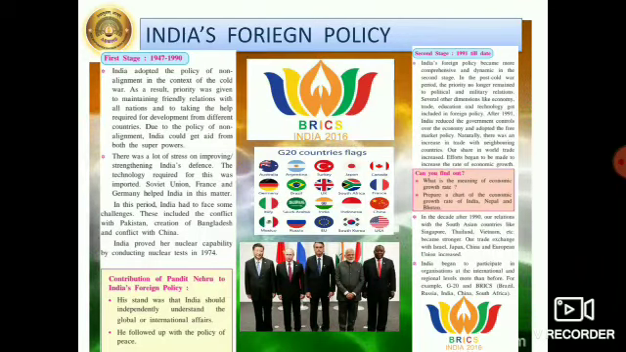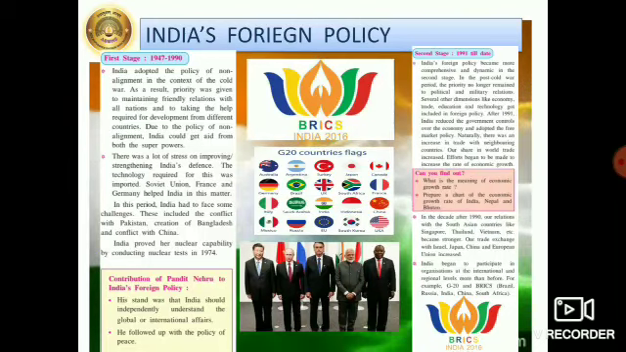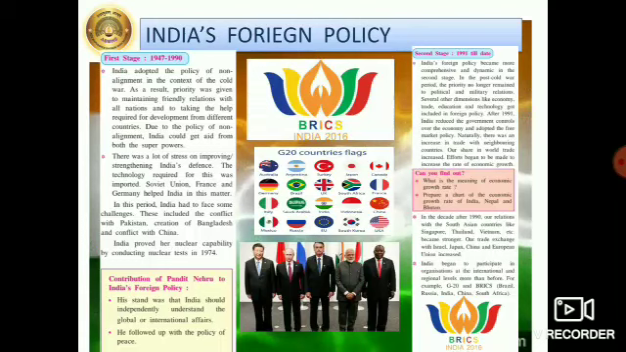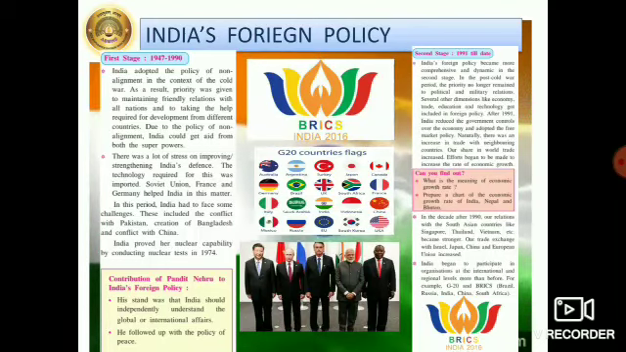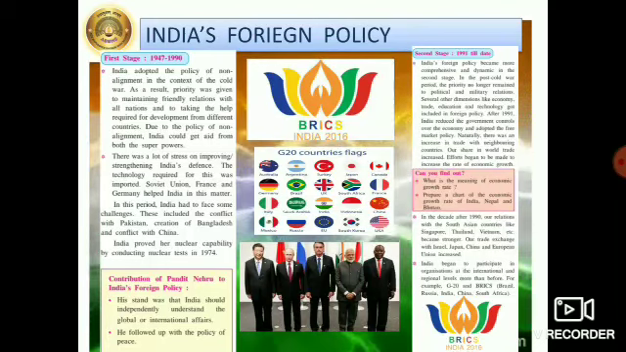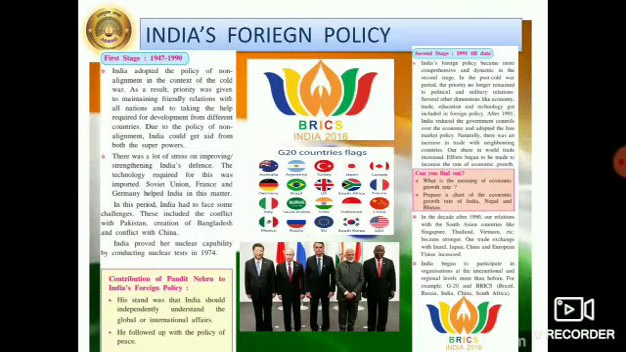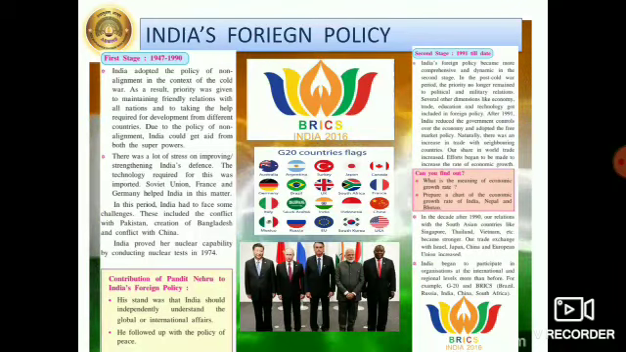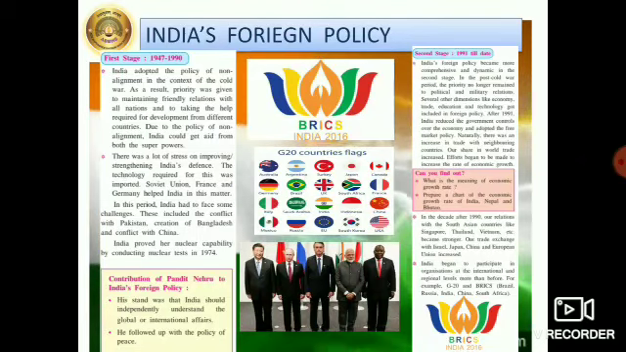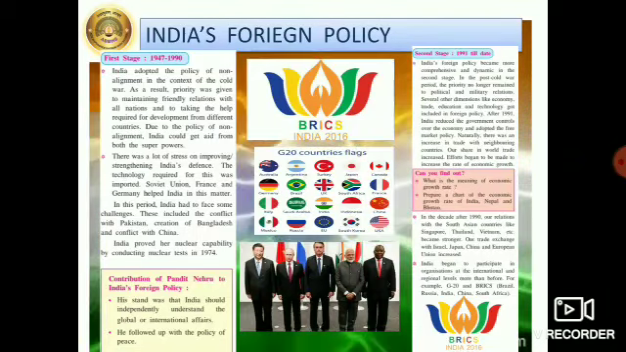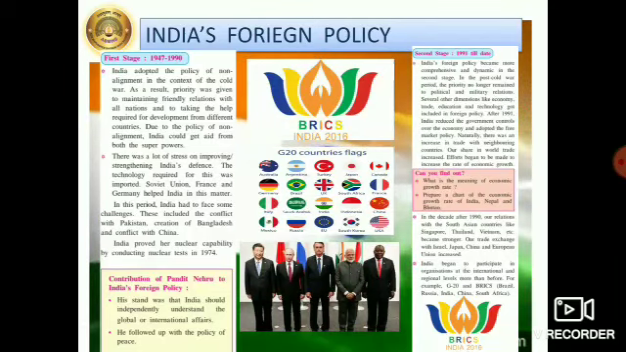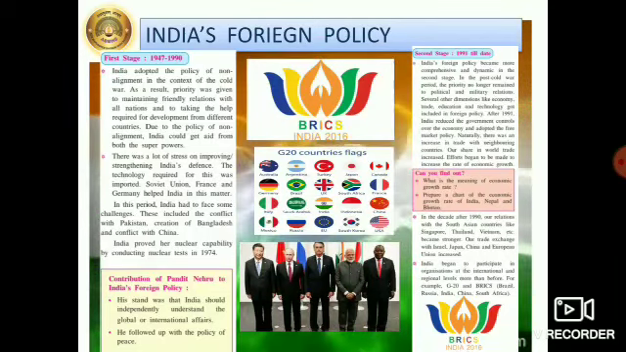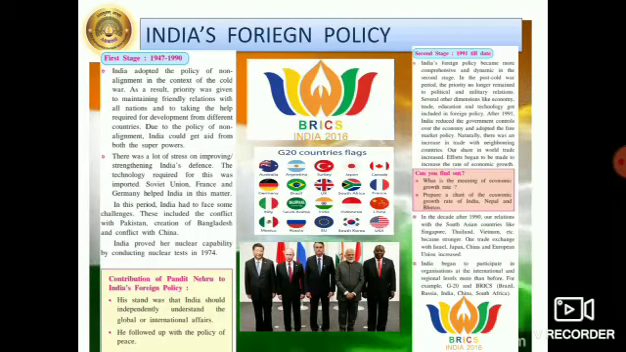Which are the two superpowers? America and Russia. So what was our main policy? Non-alignment. Non-alignment means India will not have war with any country. They will not first raise their weapons against any country. So because of that, all the countries started having good relationship with India.